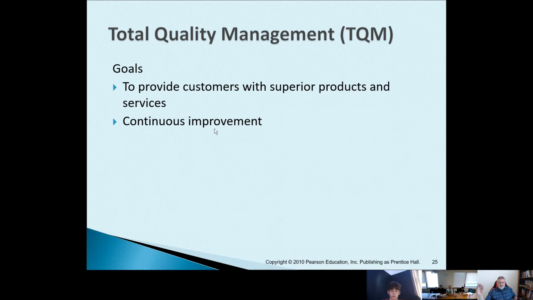Okay. Total quality management. This is more one of those FYI things for you. Total quality management, where we're continuously working to improve the quality of our product. And the purpose for that primarily is to make sure that as we're moving forward, we're giving our customers the best quality product we can give.